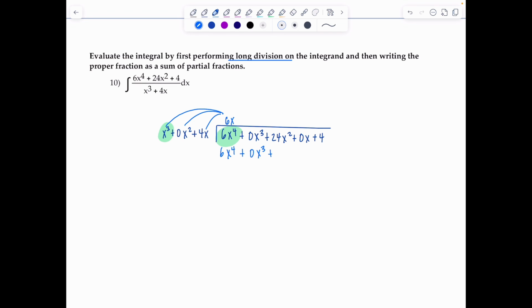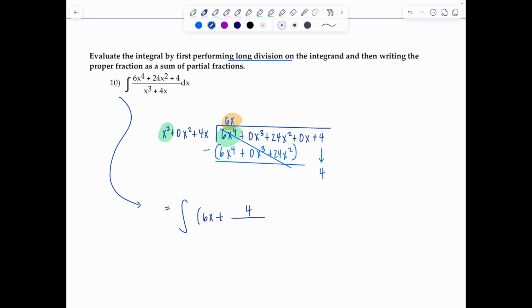0x cubed plus 24x squared. Subtract. Everybody cancels out. Oh no, there's no x. We're just left with 4. That's my remainder because once this degree is lower than the degree of the divisor, you can't divide anymore. So there's my remainder. So I can rewrite this whole original integral as 6x, that's my quotient, plus 4 over x cubed plus 4x dx. Good? Then you do partial fraction decomp on, it says the proper fraction, which is this guy here. Proper because now it's bottom heavy, degree in the denominator is higher.